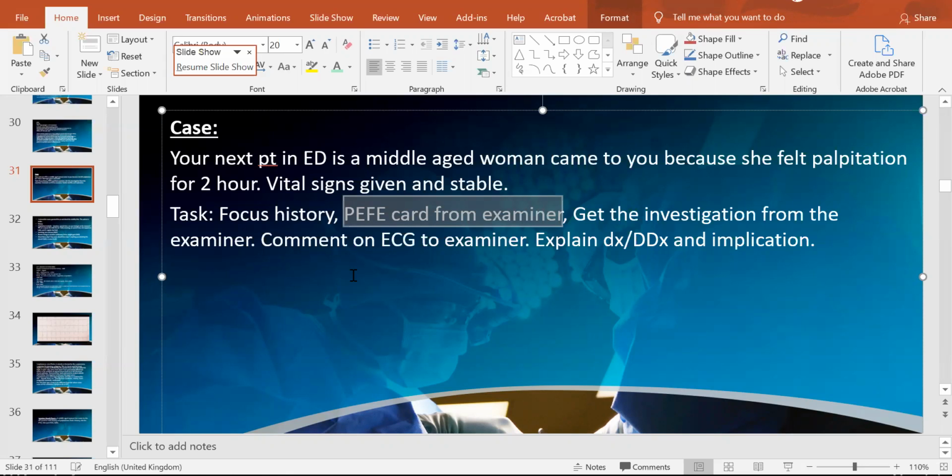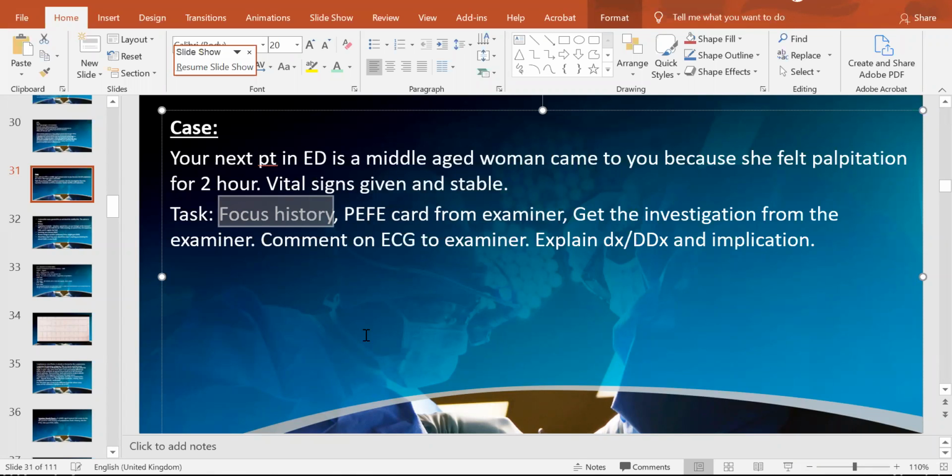Sometimes the examiner can give the card to you, or if they like you, they will say that the examination is normal, proceed to the next task. So they are actually helping you to finish the task. Most of the examiners do that if they like your approach. Okay.